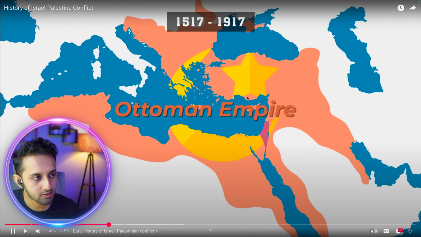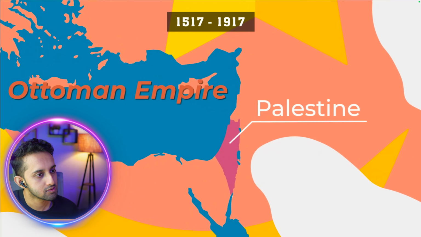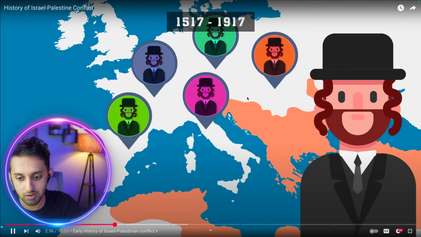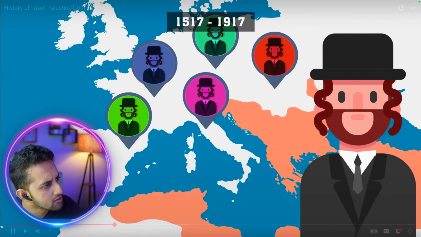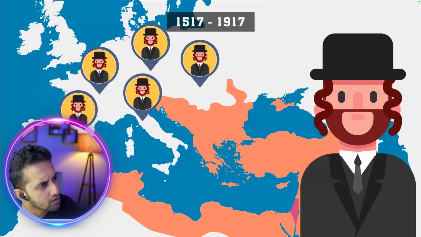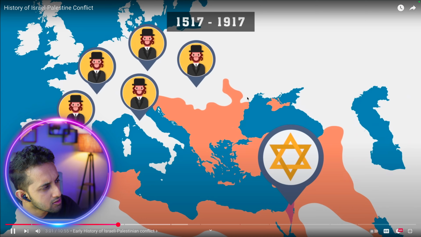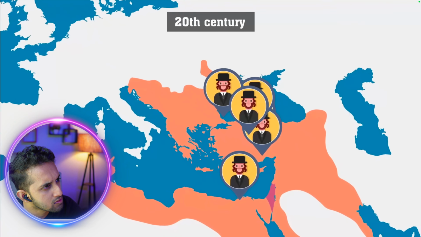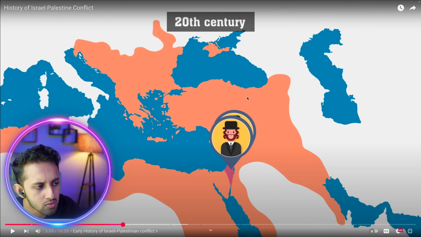Ruled by the Ottoman Empire, an Islamic superpower, the land was unofficially called Palestine. So the Ottoman Empire named it Palestine, right? At the same time in Europe, more and more Jews were joining a movement called Zionism, aiming to create a Jewish national state in its ancient homeland. Hence, in the first decade of the 20th century, tens of thousands of Jews moved from Europe back to the region. So that was not a consequence of World War II?